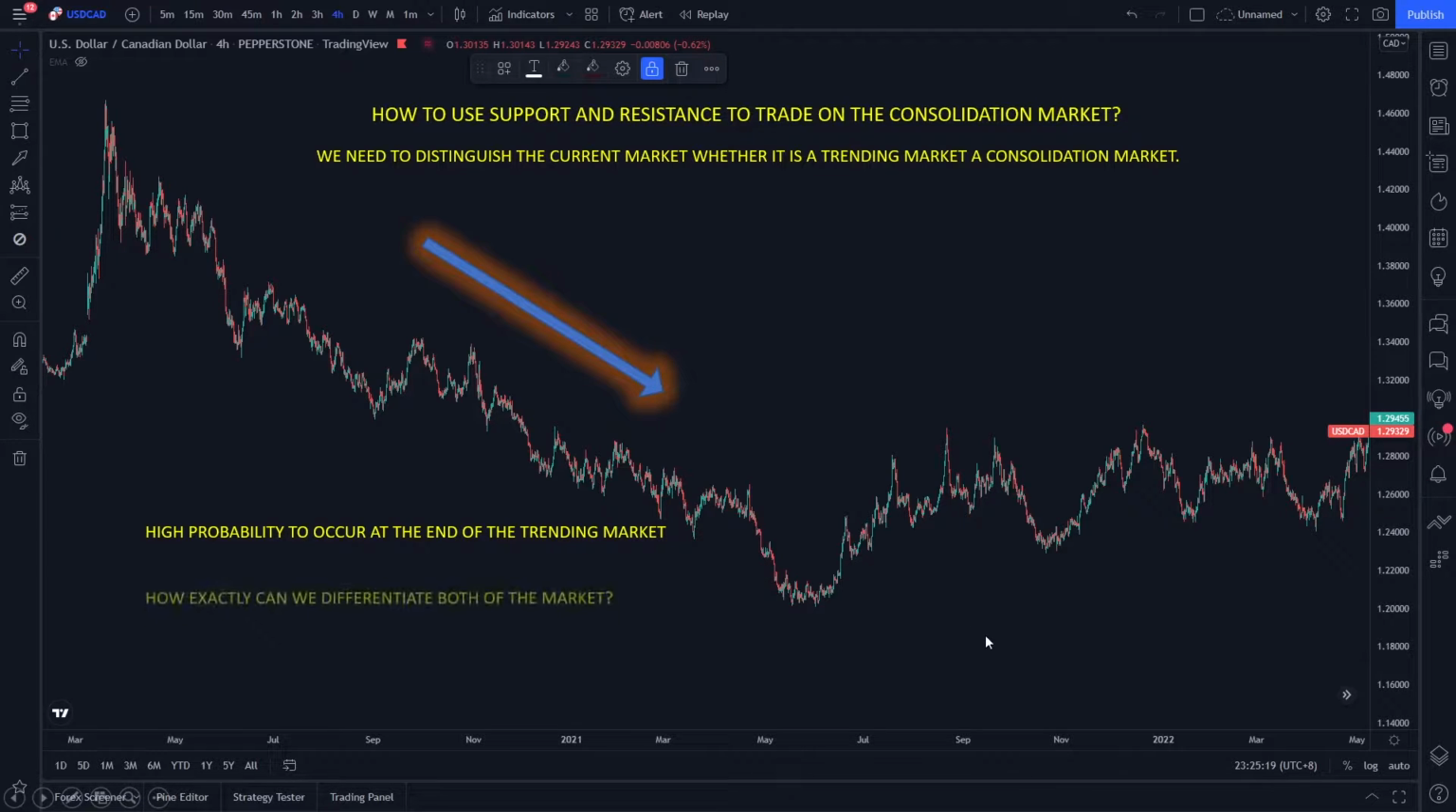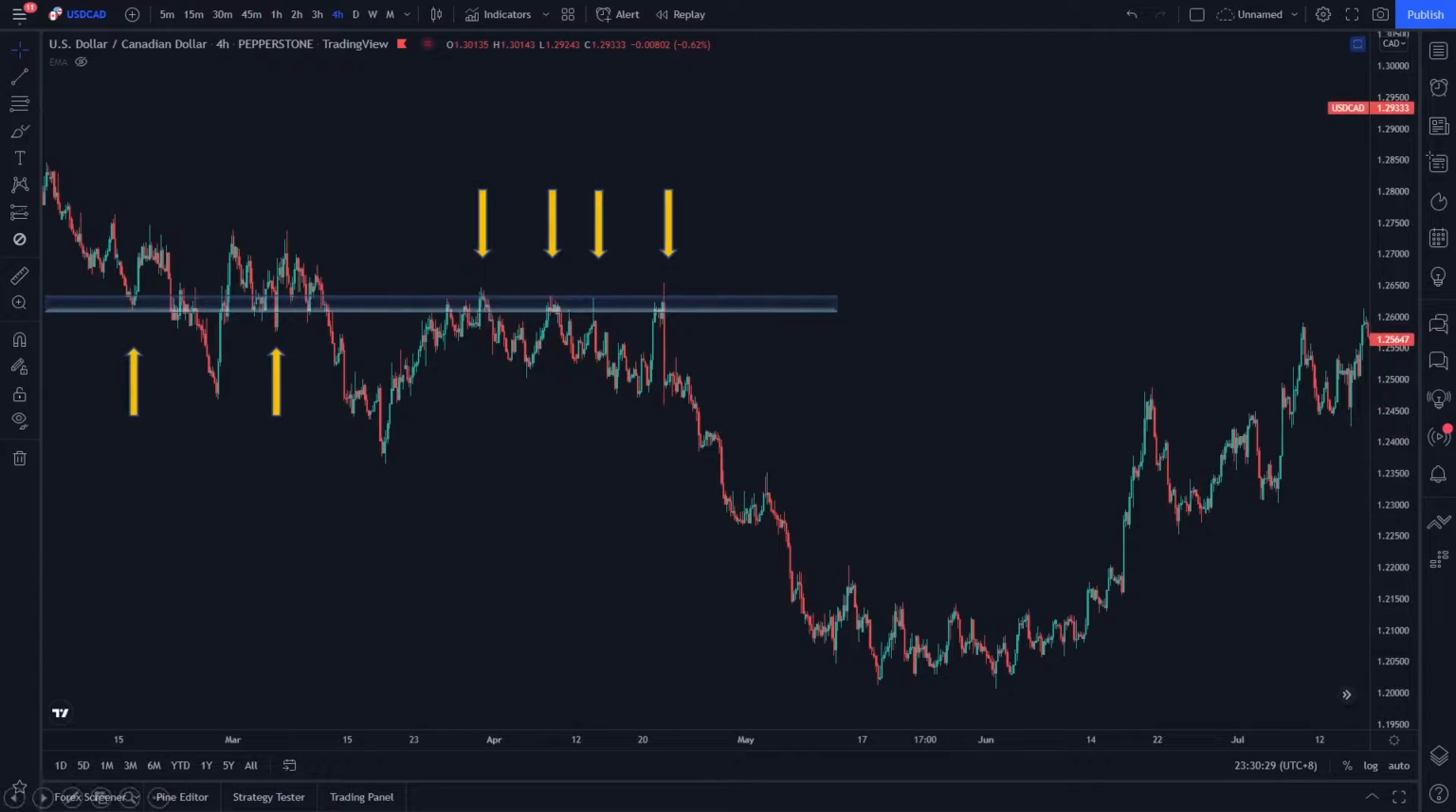But when is it a consolidation market and when is it a trending market? How exactly can we differentiate both of the markets? Now I will use an example to explain how I differentiate them. First of all, in the 4-hour chart we notice that the support and resistance is in this area. The price has tried to rise many times, but the resistance above is very strong, so it leads to the failure of the rise and creates a lower low.